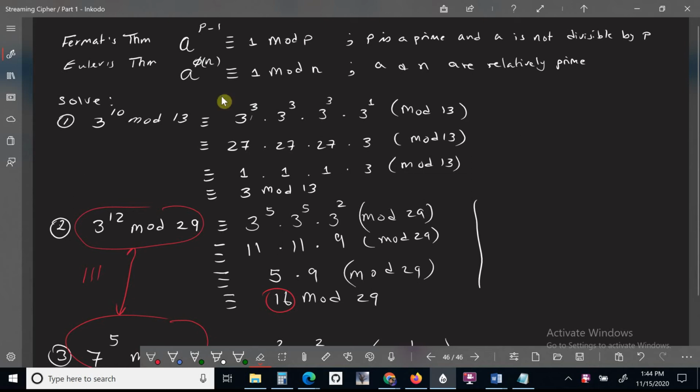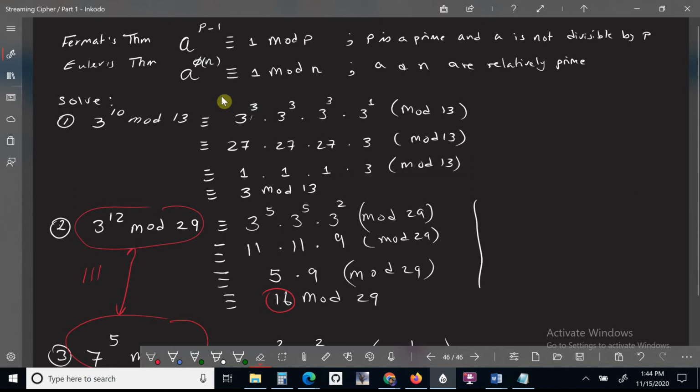Now from Euler's theorem, this is what we have learned: a to the power of phi(n) is equal to 1 mod n, under the condition that a and n are relatively prime, and phi of n is the Euler function or totient function.